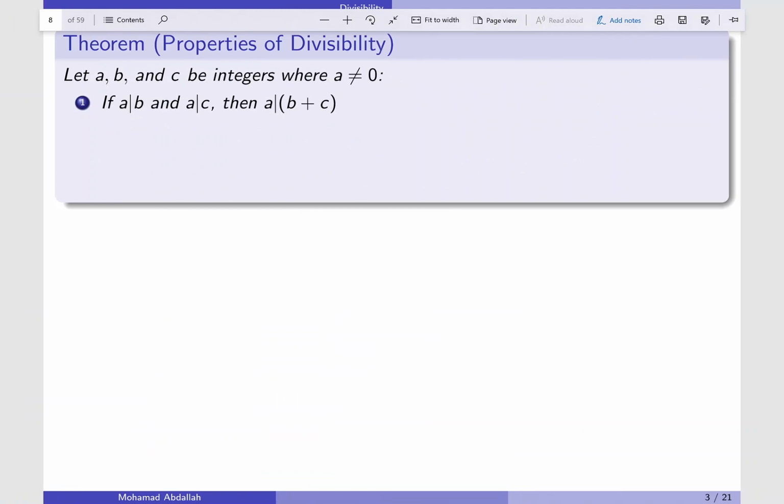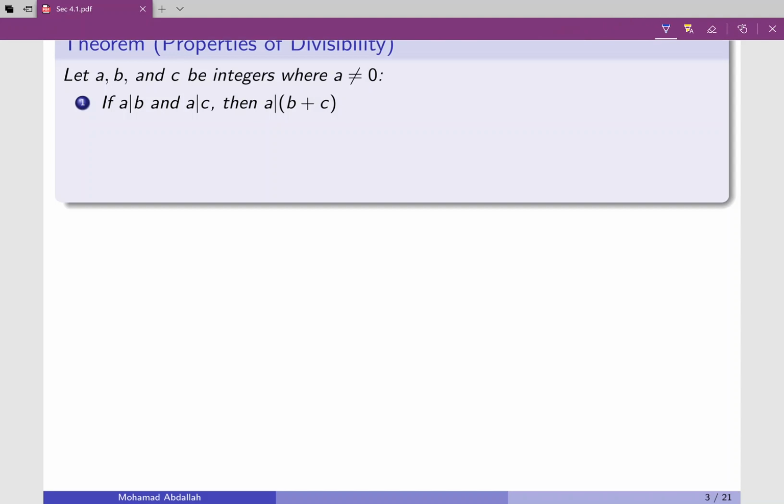Okay. Now we're going to list some properties here. This is a theorem, and it contains properties of divisibility. We will try to prove them, and you will see that these types of proofs are really common in the exercises. So you're going to find lots of these things. We're saying here that if A divides B and if A divides C, then A divides the sum of these two numbers. Well, let's see.